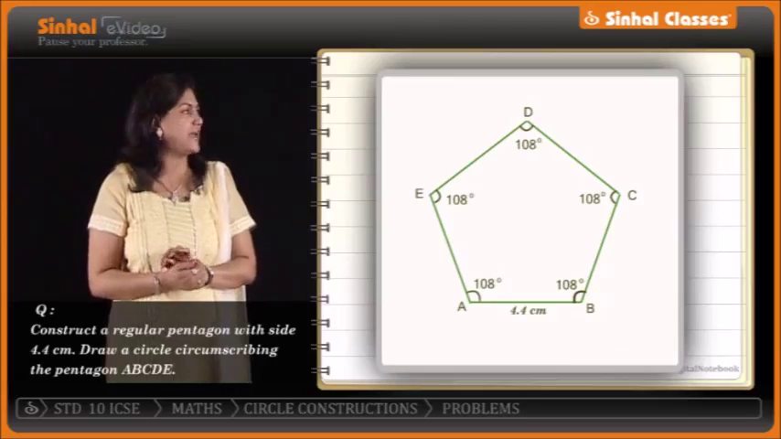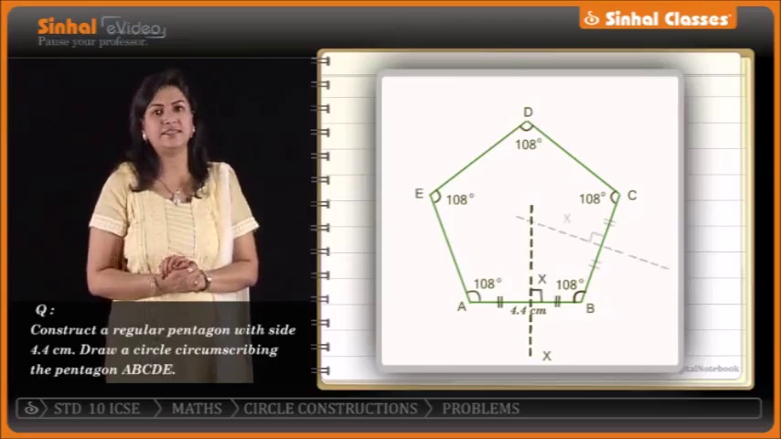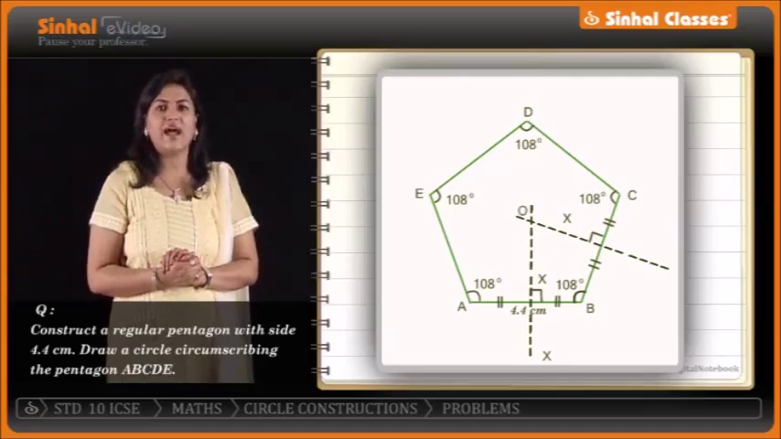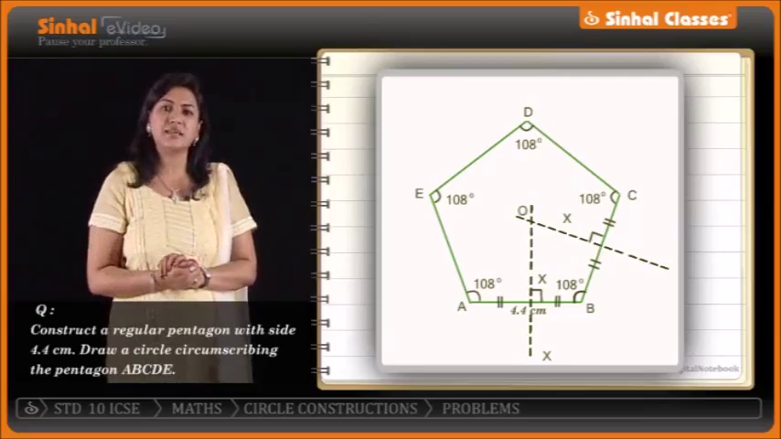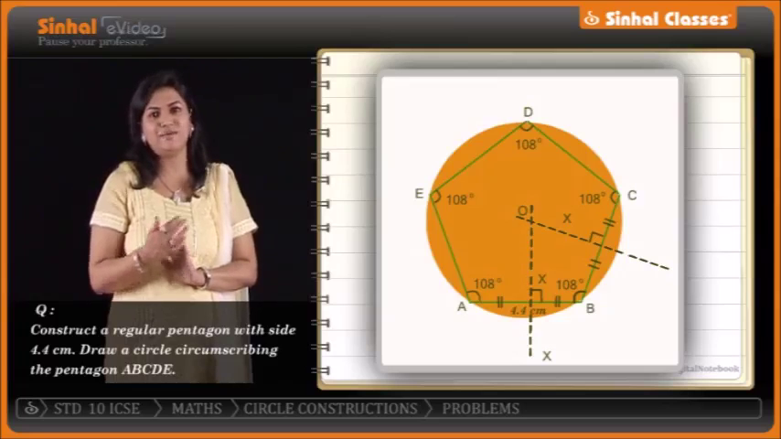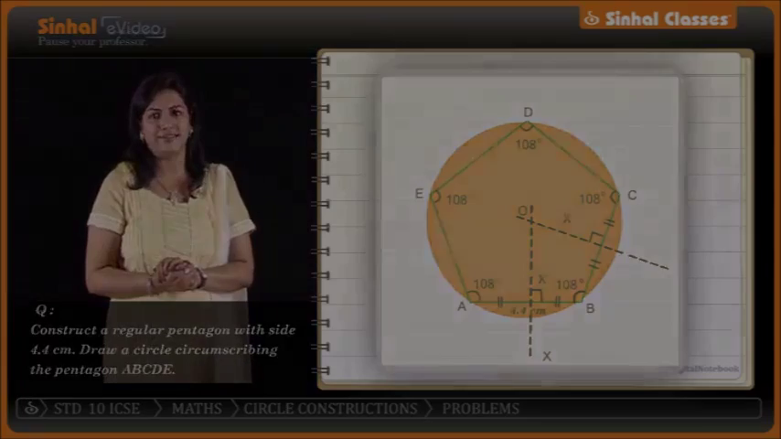So, we draw the bisectors of AB and BC. Let them meet at the point O. Now, take OA as the radius and draw a circle passing through all the vertices of the pentagon ABCDE. So, we've got the required pentagon and the circle on it.